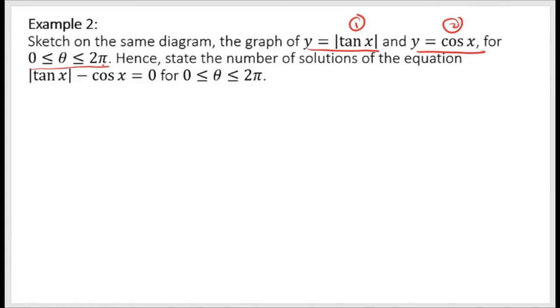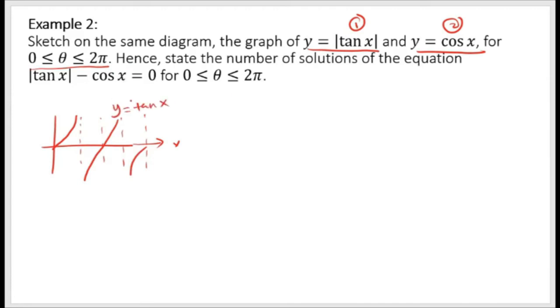And now we just draw out the graph first. Okay, how are we going to draw this? The first one, how to draw the graph of y equal to modulus tangent x. For tangent, the normal one, before we put the modulus, it will be in this form. 1, 2, 3, 4. You can remember, right? This is the graph for y equal to tangent x.